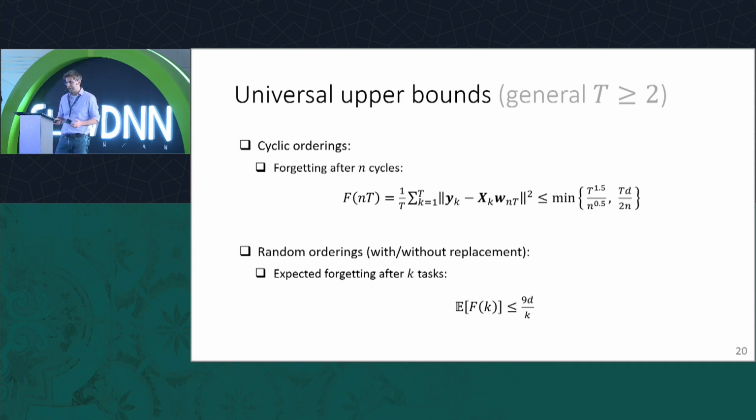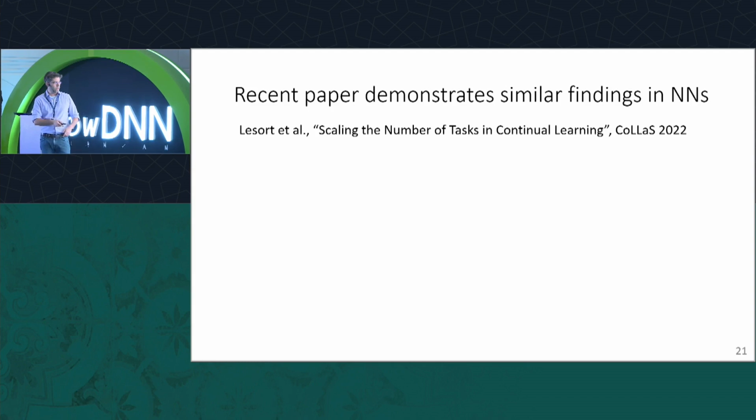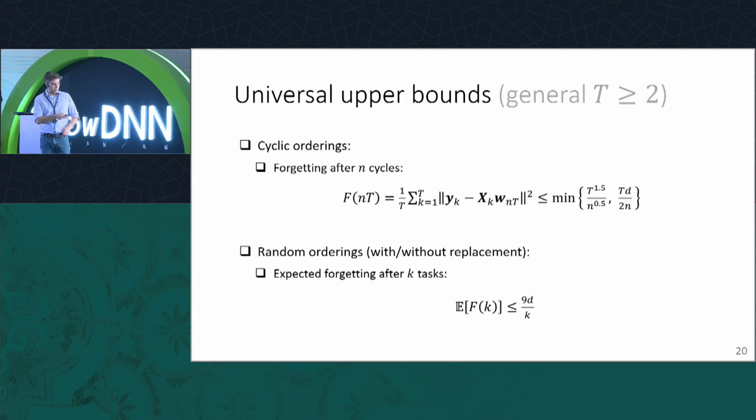In this case, you can prove it both with and without replacement. The without replacement case tells us that, because this does not depend on t, we can actually show an infinite number of tasks in random order, and you still get forgetting going to 0. So you don't need to repeat the tasks, you just need to show them in random order. This also shows this random order claim.